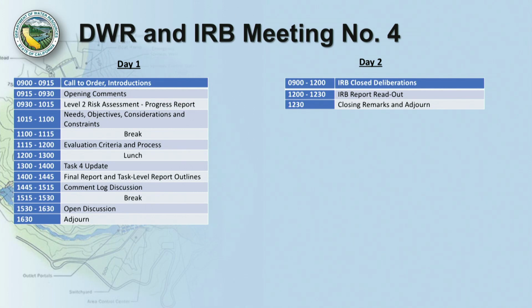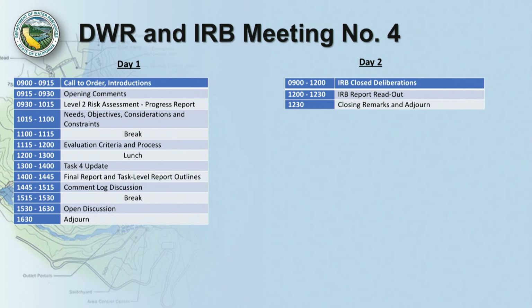Before handing it over to Dan Wade, I'd like to go over the agenda that was used at the last meeting between DWR and the IRB. During that last meeting, we provided an update on the Level 2 risk assessment, and also an update on the needs, objectives, considerations, and constraints development, so the development of those different aspects of each task. Next, we provided a presentation on the evaluation criteria and the process for using that criteria.